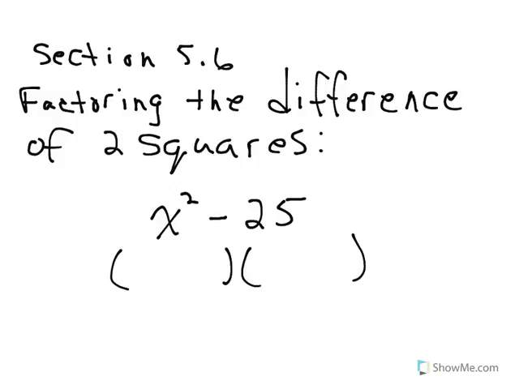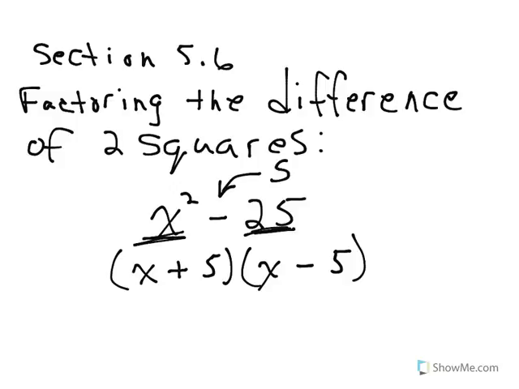Square root of x squared is x, so we put the x in the first position in each set of parentheses. Square root of 25 is 5, so we put the 5 in the second position of each set of parentheses. And then we have one of each sign, a plus and a minus. So factoring x squared minus 25 gives us x plus 5 times x minus 5. You cannot do this with addition, only if you have subtraction.